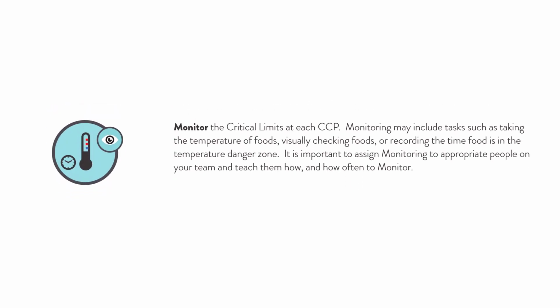Monitor the critical limits at each CCP. Monitoring may include tasks such as taking the temperature of foods, visually checking foods, or recording the time food is in the temperature danger zone. It is important to assign monitoring to the right people on your team and teach them how and how often to monitor.